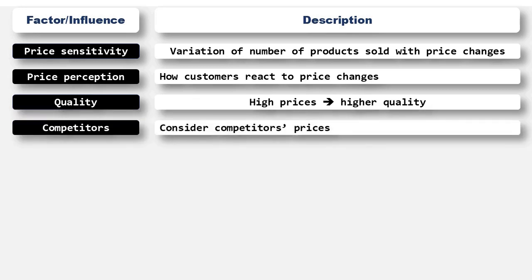Competitors. Clearly, any business needs to consider what their competitors are charging and decide whether they want to compete on price or compete based on other factors such as brand loyalty, quality and so on. In some industries, like the petrol industry, you can see that prices change almost en masse. As one company changes price, they all follow suit.